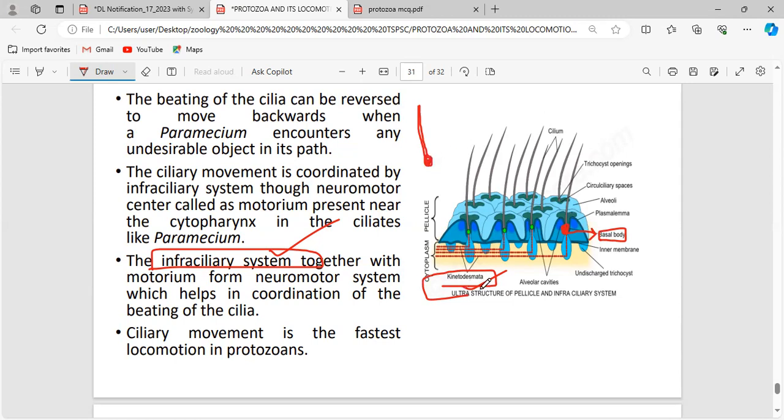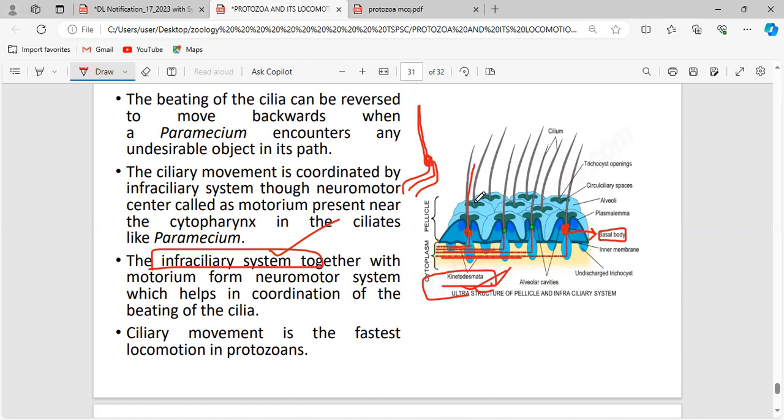And what is kinetodesmata? Kinetodesmata is a strand running from the kinetosome, or a basal body. From this, many strands arise. That is called the kinetodesmata. This red color line is the kinetodesmata. From this basal body or the kinetosome, the cilia will emerge. This is the infraciliary system. These are all the parts present in the infraciliary system.